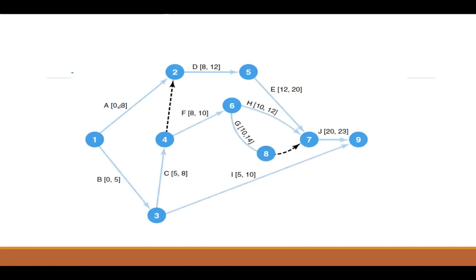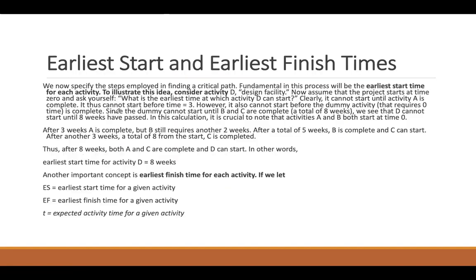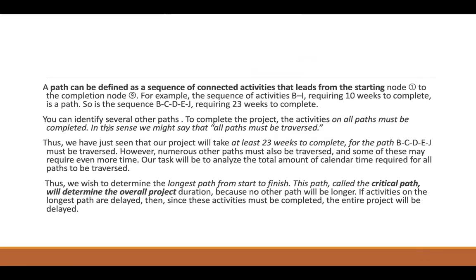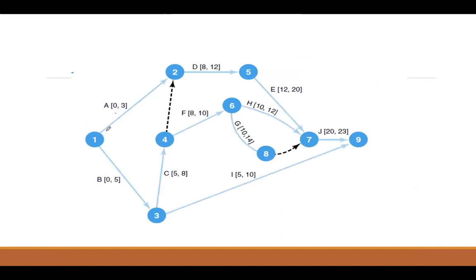Suppose in this particular example, we knew using this table where timing was also given, for activity A it is 3, for activity B it is 5, and for activity C it is 3. And for activity D, the predecessors are A and C. So when we see in this diagram, A and B are starting activities, so they can start at 0, right? But C only starts after B is finished. B is taking 5 weeks to finish, so C can start after 5 weeks only.